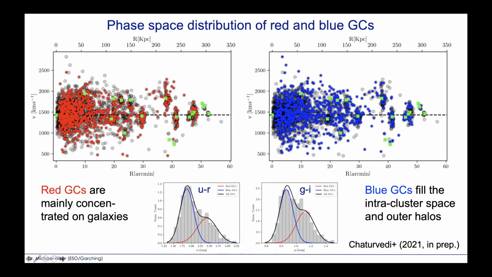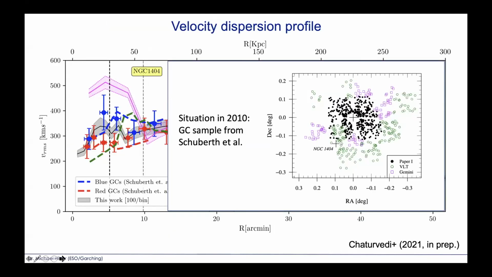So we can build up now a velocity dispersion profile. So that's a bit busy, this plot. It starts on the left with the radius. This is the inner 80 kiloparsecs. This was the work from 10 years ago. And you see here the red symbols are the red globular clusters. This was the old and the new work. They more or less coincide. The gray are all our globular clusters. So this was the situation.